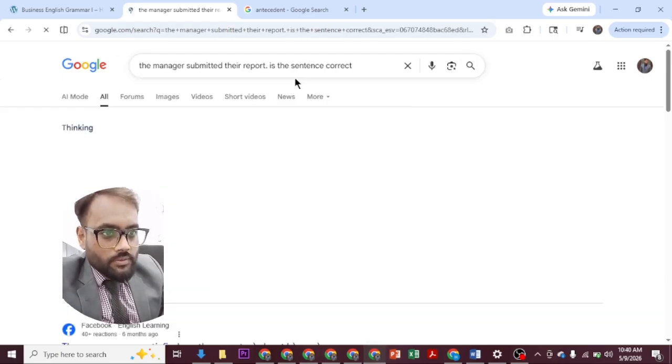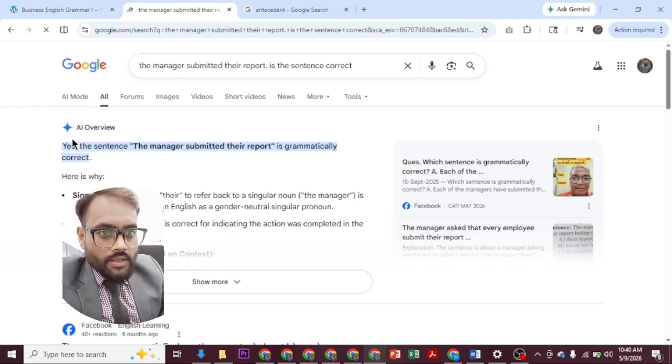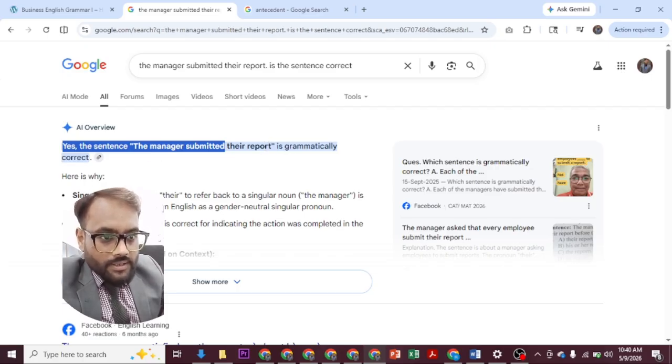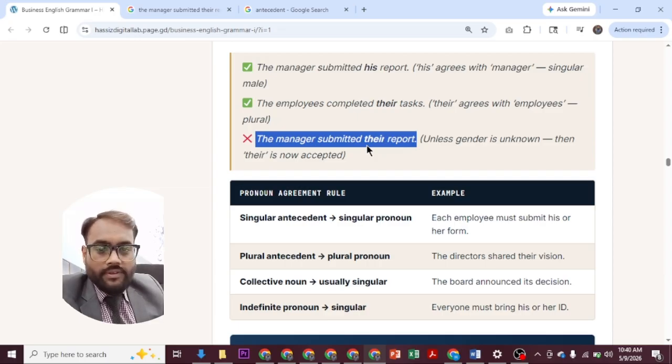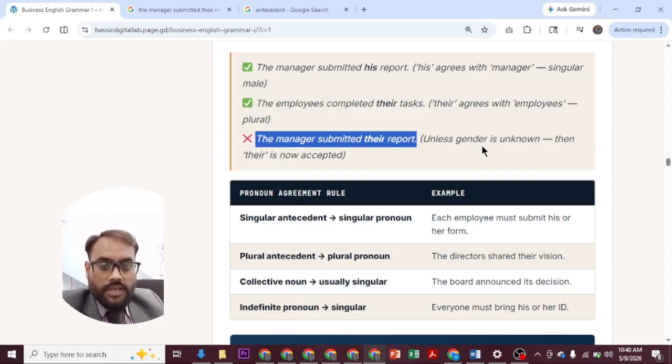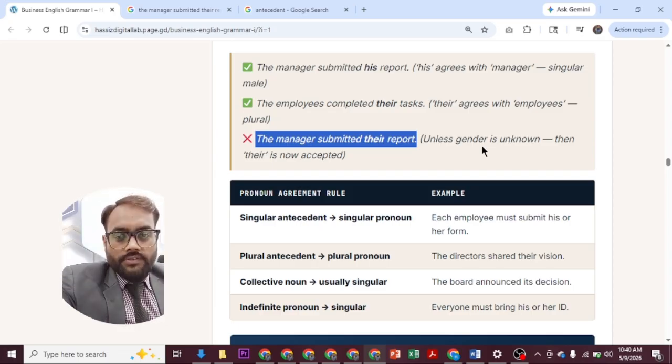Let's see what it says. Yes, the sentence "The manager submitted their report" is grammatically correct. Singular "their" is used to refer back to a single noun. Over here you can say it's acceptable, though in other situations sometimes it's not accepted. Here we are accepting it because the gender is unknown.